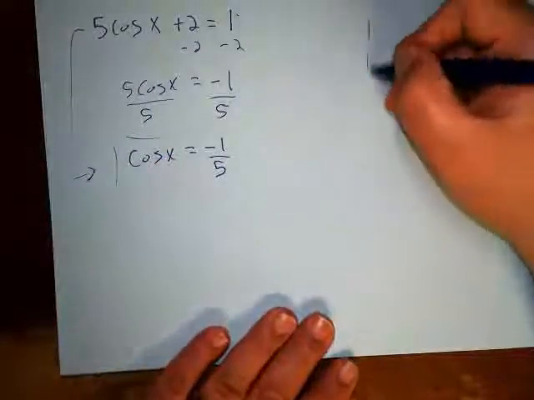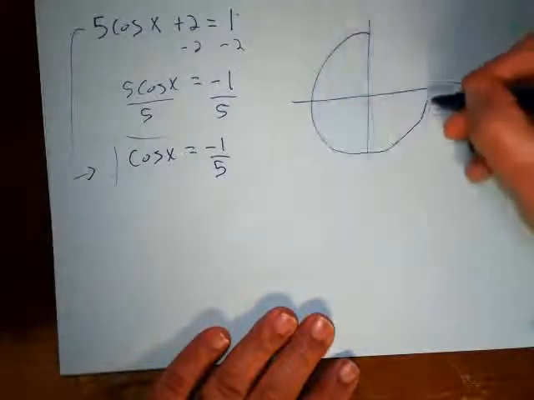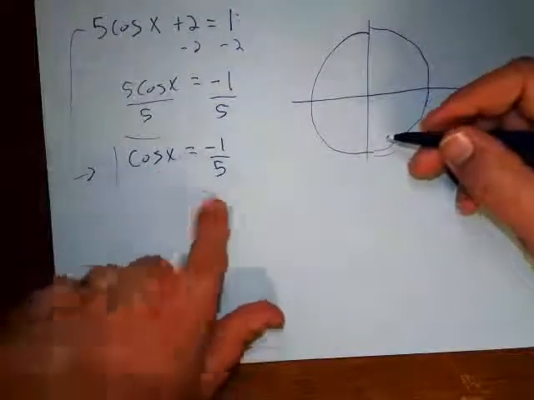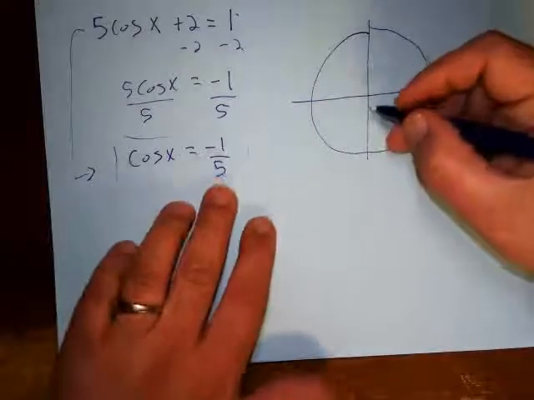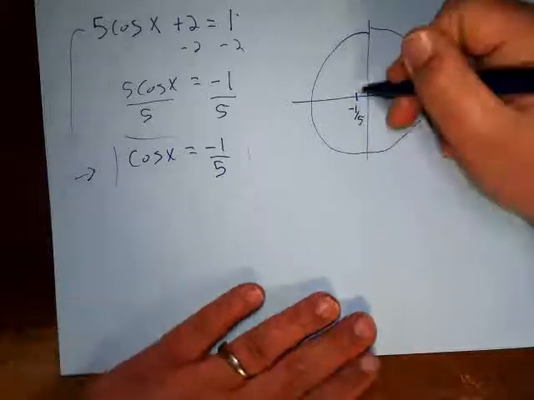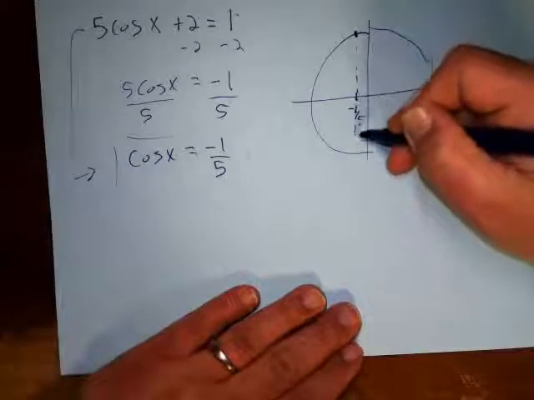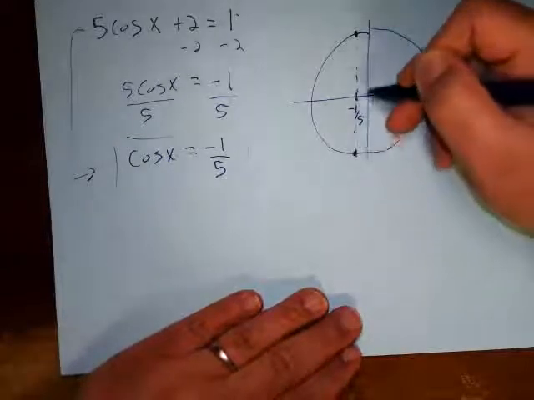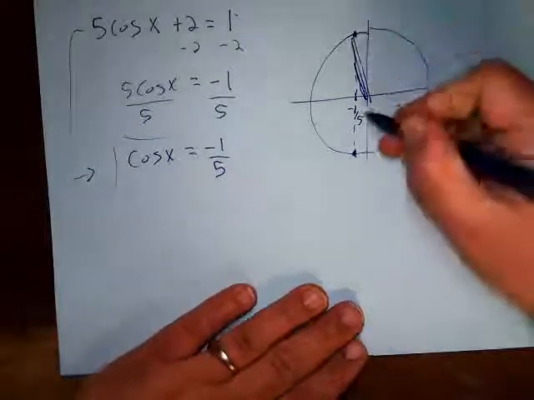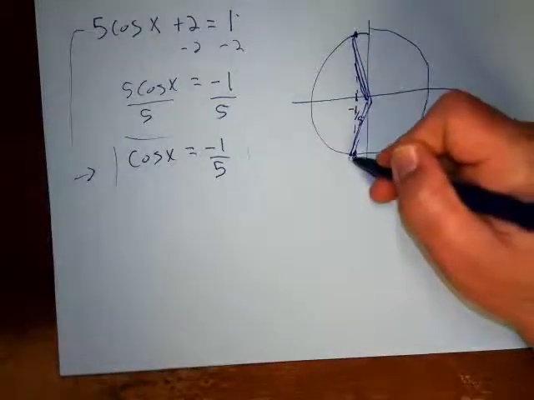Okay, so now let's solve this. Now we're dealing with cosine, so I'm dealing with the x coordinate, and the x coordinate being -1/5. So I'm on this side, and maybe right there is -1/5. So you've got an angle up here, and then you have another one down here. I didn't draw that very well. So you've got this angle and that angle.